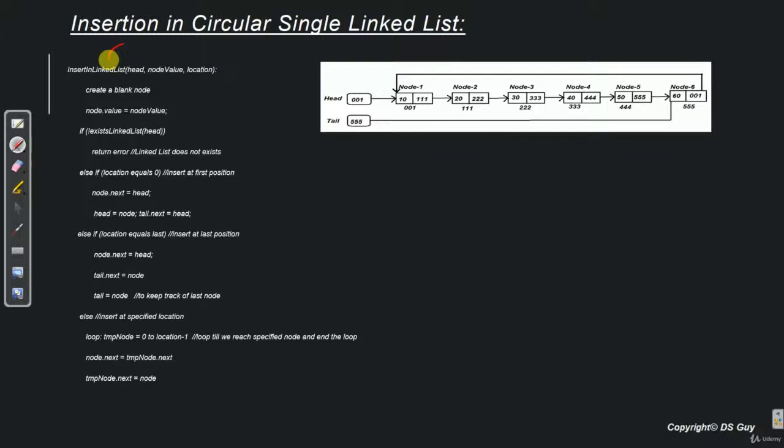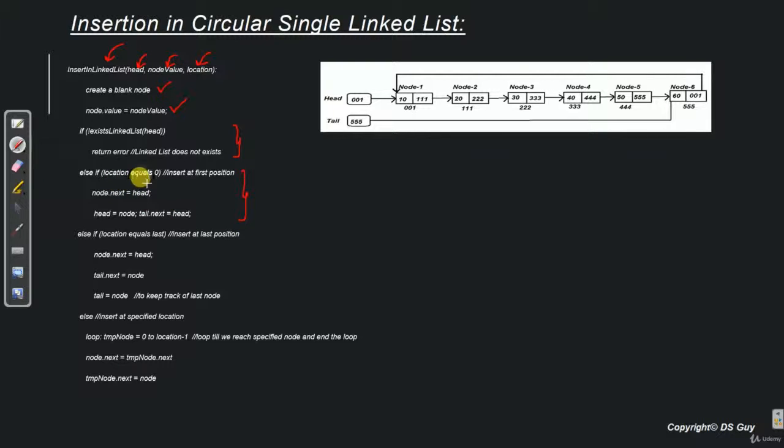So the name of the method is insert in a linked list. It takes head reference, the value that needs to be stored, and the location at which we want to insert the new node. The first step is we create a blank node and insert the desired value in the node. Then we check if the list does not exist. Then we return an error message because in that case we cannot insert a new node.